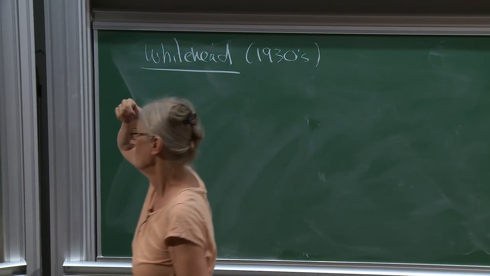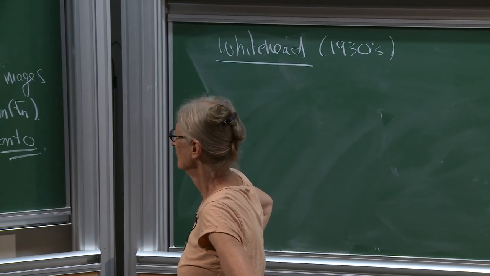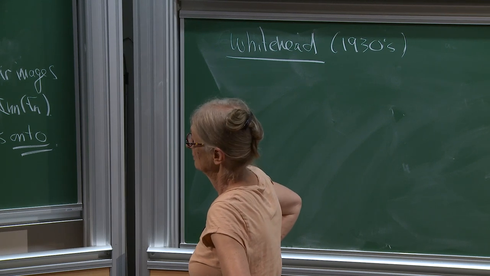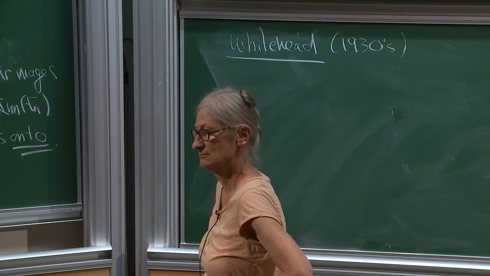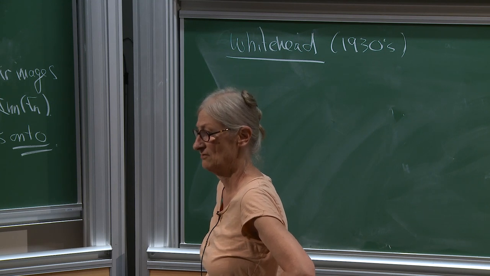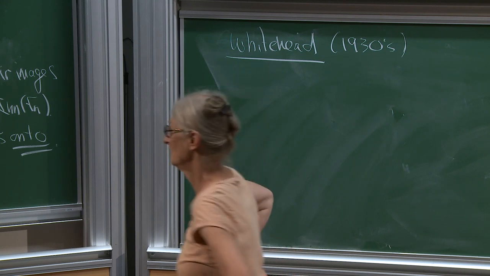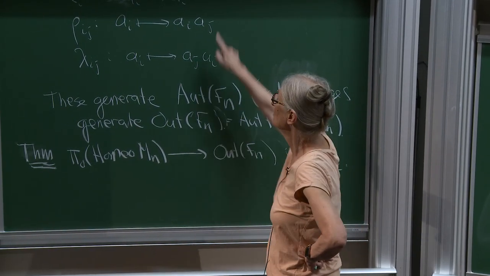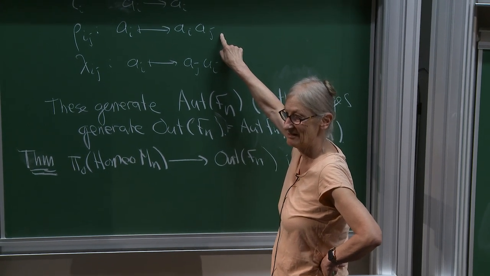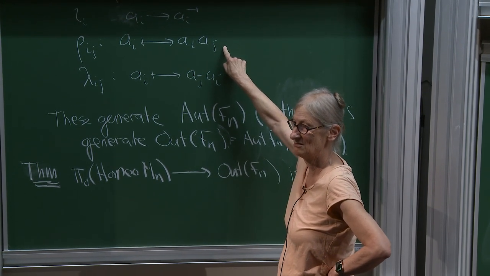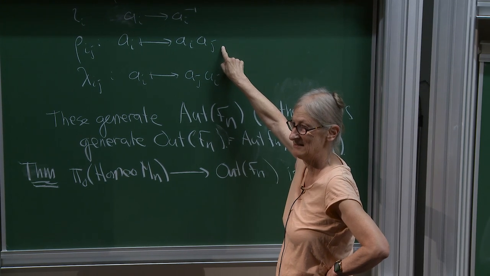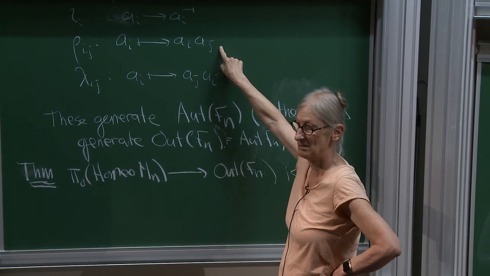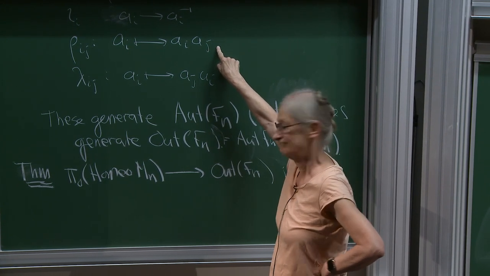Do we know that these things are non-trivial in Out? What do you mean? They're non-trivial automorphisms. Oh, they're not inner? These are not inner? Abelianize. What happens to an inner automorphism? It's the identity on homology. And when you abelianize, these guys are not the identity on homology, so they're not inner. Good question. Thanks.